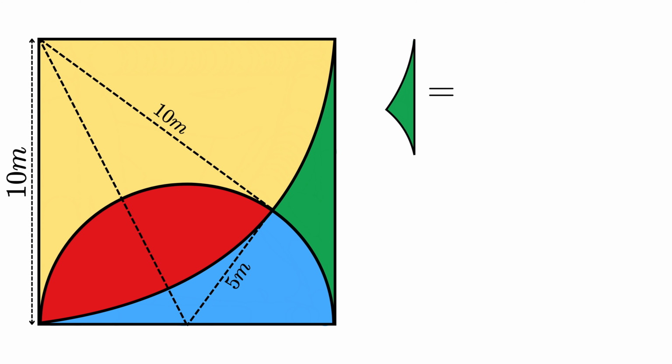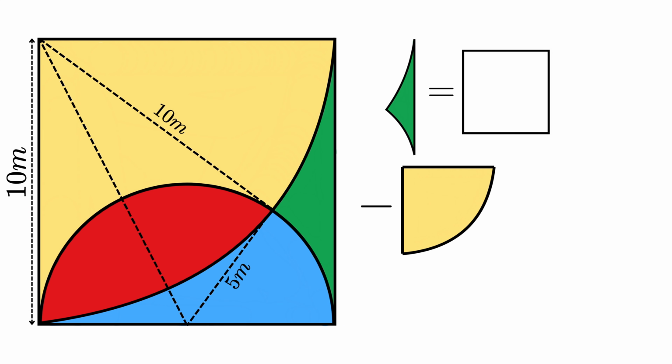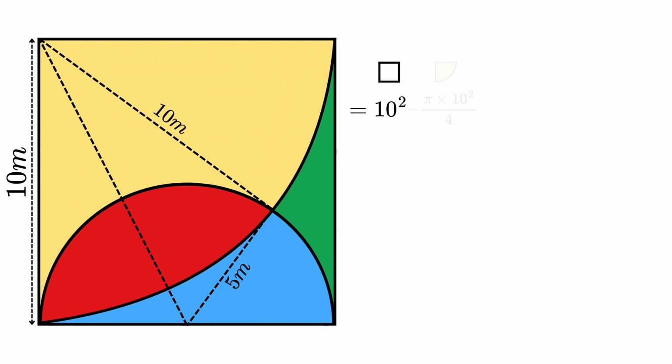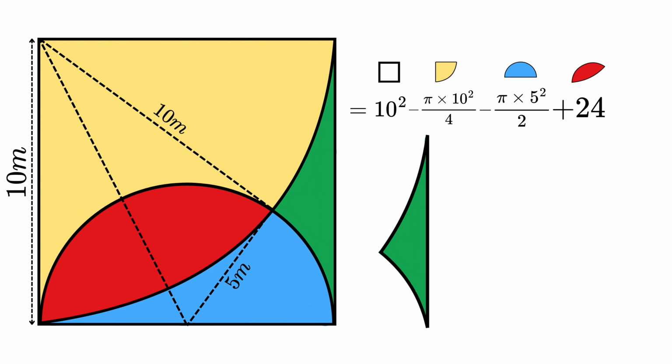To find the area of the green segment, we take the area of the square minus the area of both the sectors and add back in the area of the red segment because we've subtracted it twice. So the area of the green segment equals 10 squared minus pi times 10 squared over 4 minus pi times 5 squared over 2 plus 24, which equals our final answer of 6 meters squared.